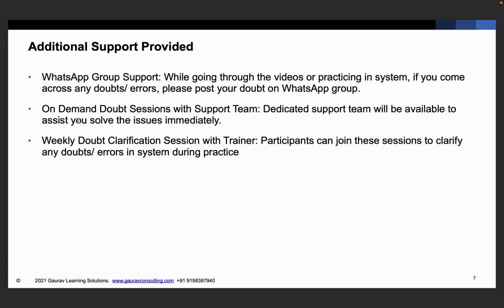What about the additional support provided? In addition to all these live sessions, what are the other things that you will be getting once you register for this course? Number one, you will have the WhatsApp group support. As soon as the batch starts, we will be adding you to the WhatsApp group, and that group will be open for you to share your knowledge and raise your questions. Not only the participants who are going to attend these sessions, my dedicated support team will also be available on that WhatsApp group to resolve your issues.